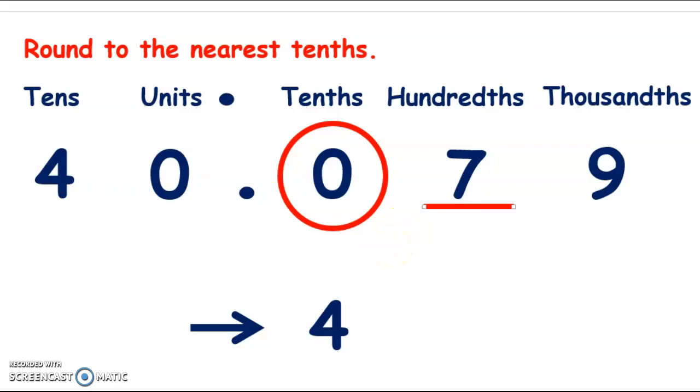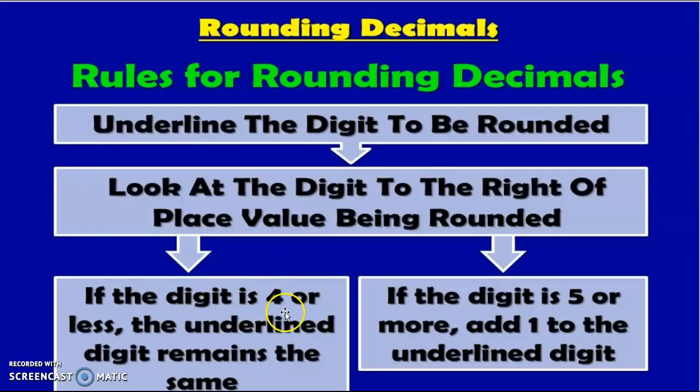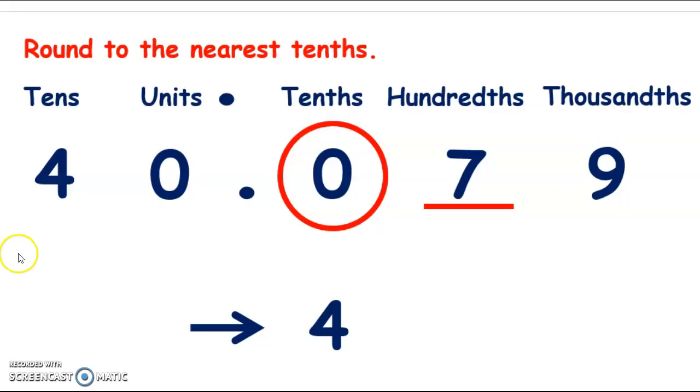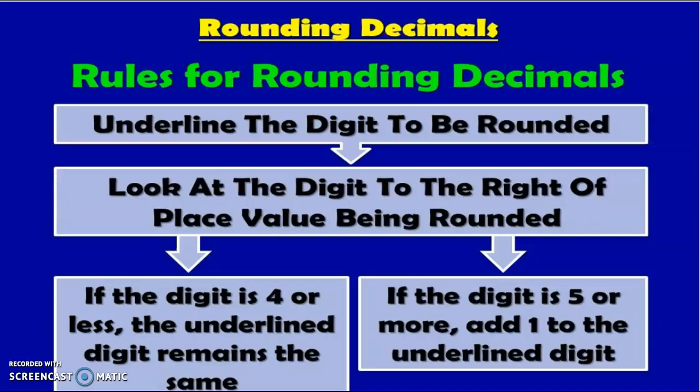I follow the rule here. If the digit is 4 or less, the underlined digit remains the same. Here my digit is 7. Is it 4 or less, or more? We find it is more. And what does the rule say? If the digit is 5 or more, add 1 to the underlined digit.